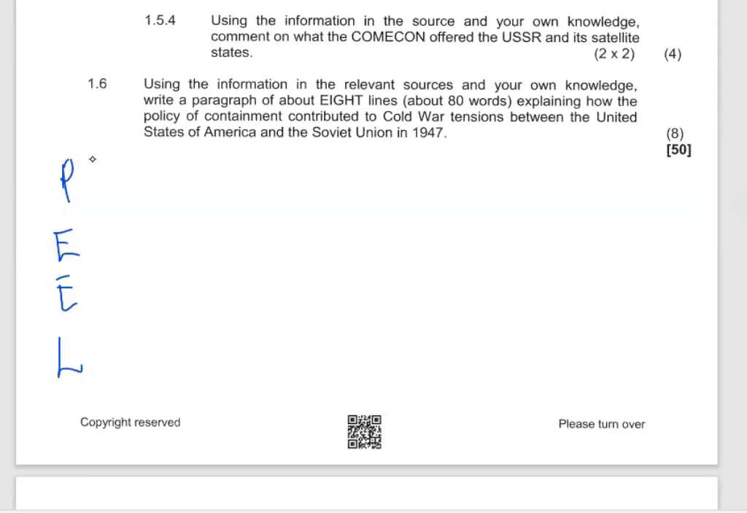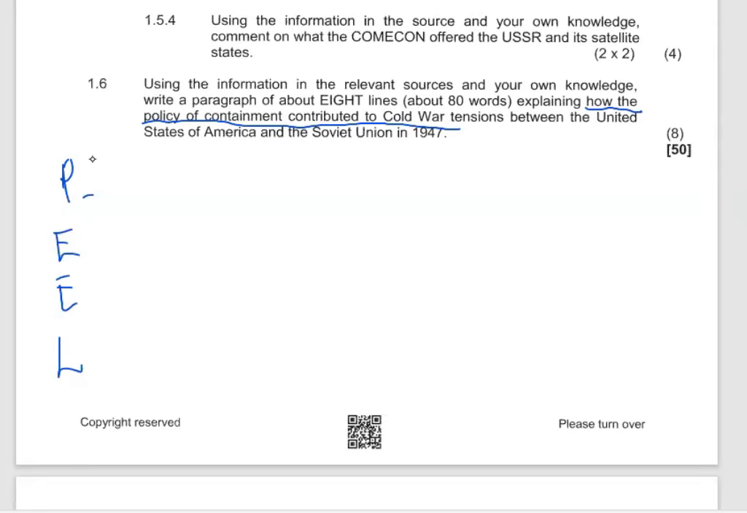The question is saying, using the information in the source and the relevant sources, write a paragraph of about 8 lines, which is 80 words, explaining how the policy of containment contributed to Cold War tensions. We are looking at how the policy of containment contributed to Cold War tensions. So we must have an independent response, an independent answer to the question.